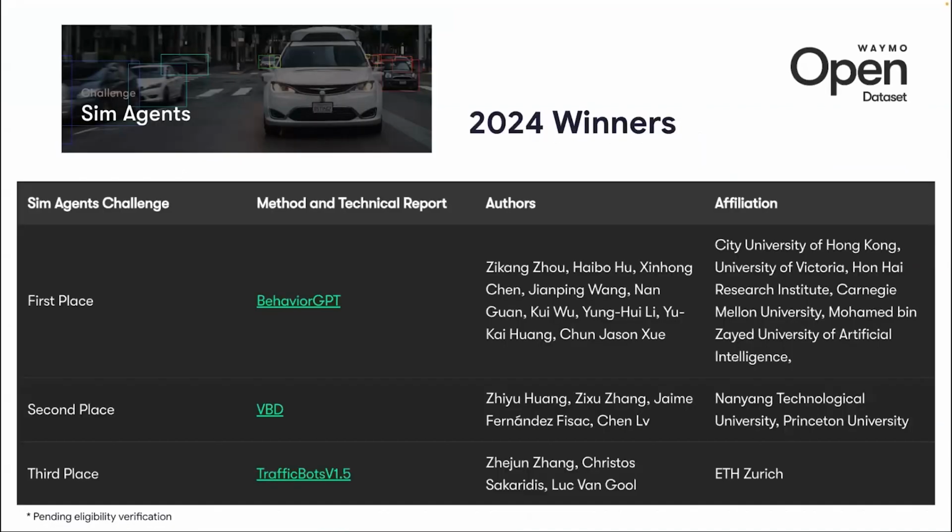So with this, I would like to announce the 3 winners of this year's challenge. In first place we have BehaviorGPT, a decoder-only model for simulation. We're gonna hear a presentation from them in a video. The second place goes to VBD, and the third place goes to Traffic Bots V1.5. We're also gonna hear a presentation from the Google DeepMind team that was not included in this list of winners for obvious reasons, and they're gonna present in person here. So first of all, let's go into this video.